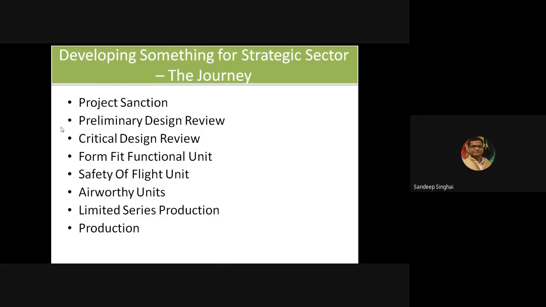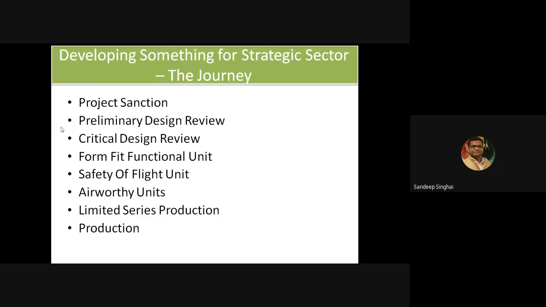As usual, initially we have a project sanction, and this sanction in our case is usually given by either ADA or HAL, the R&D division of HAL in Bangalore. Then initially we go for a preliminary design review. This preliminary design review stage basically defines the overall contours of the design, in accordance with the requirement specification given by the forces or by the development agencies.